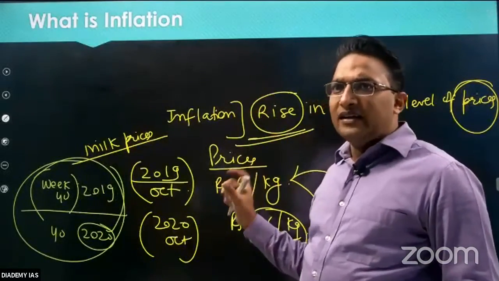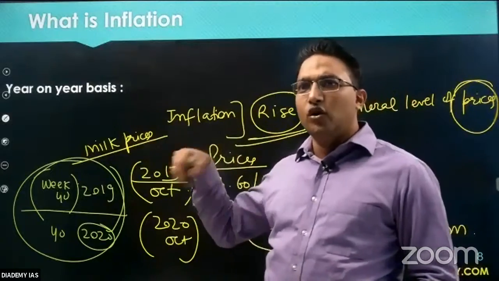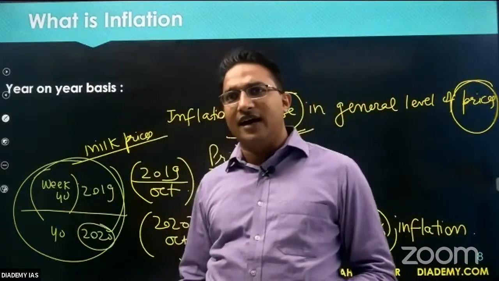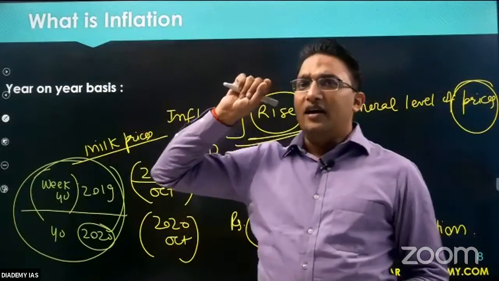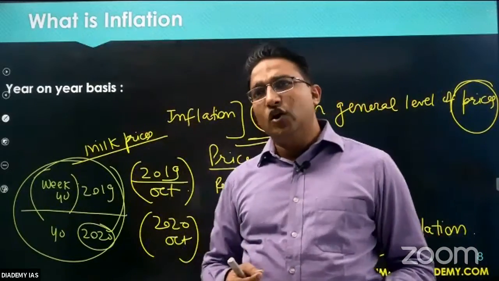I gave the example in the past class. Again, for this you will go to the past class session, right? I cannot discuss here again. One thing is there to understand: year on year basis. What is the meaning of year on year basis?